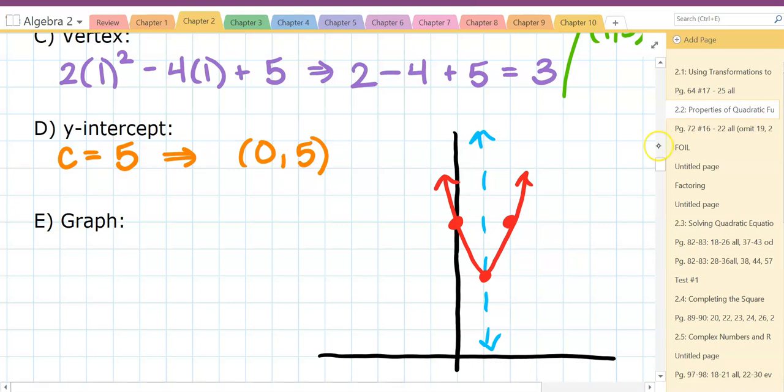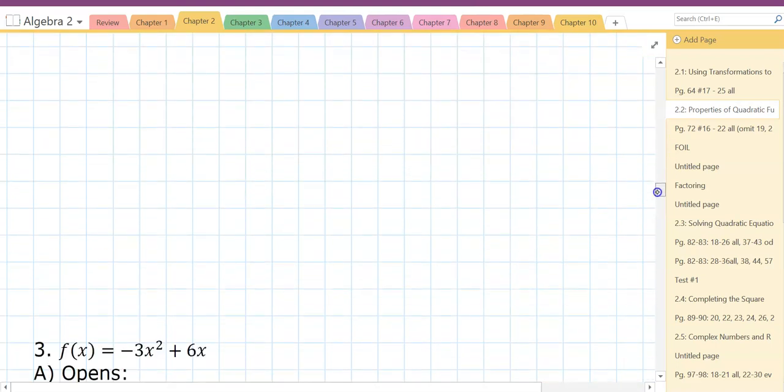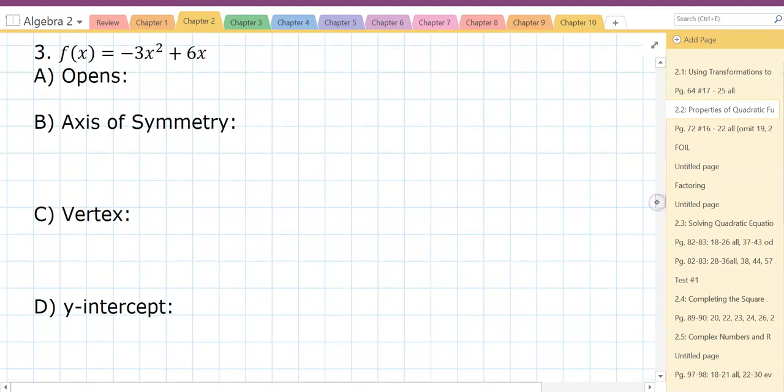All right, so I'm going to give you a couple minutes. I want you to just try to do what you can on this problem. See if you can figure out if it opens up or down. If you're not sure, go on to the axis of symmetry. Try to find your vertex. Try to find your y-intercept.